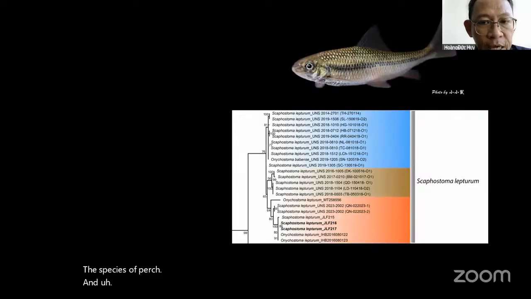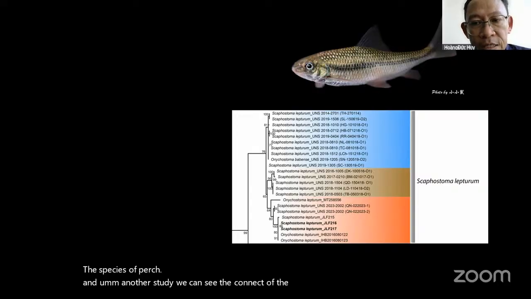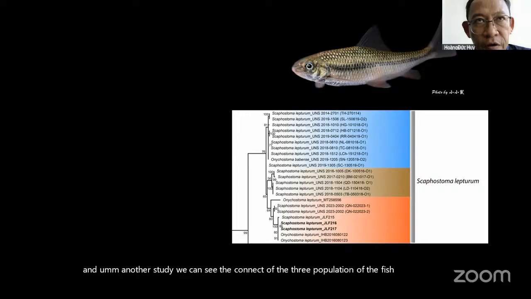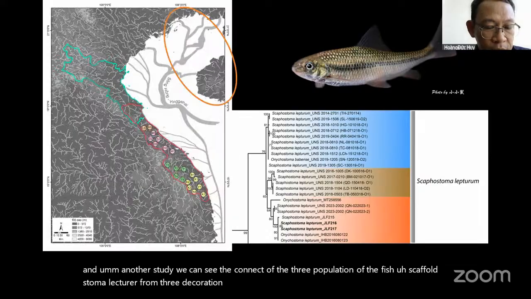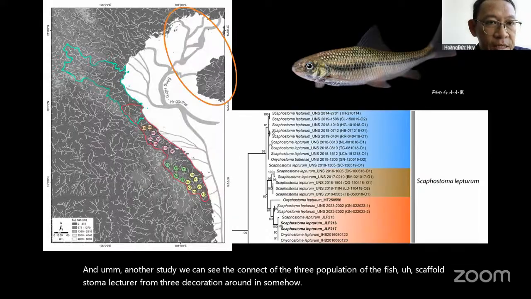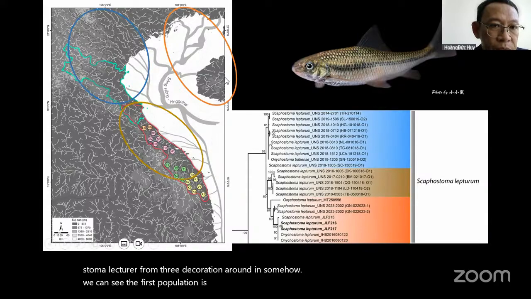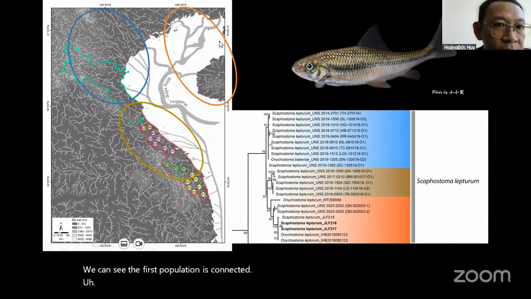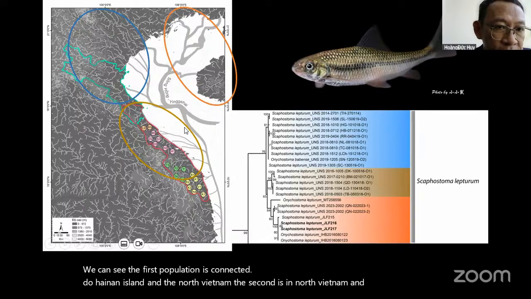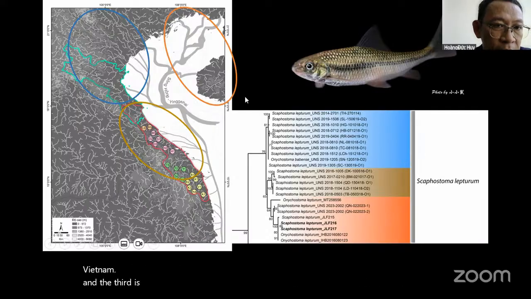In another study, we can see the connection of three populations of the fish Scaphostoma lectura, from three ecoregions around Sông Hồng. We can see the first population is connected to Hainan Island and North Vietnam. The second is in North Vietnam and North Vietnam. And the third is in the North Central. The three populations belong to the same species.